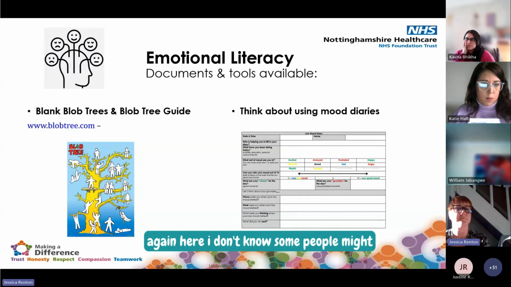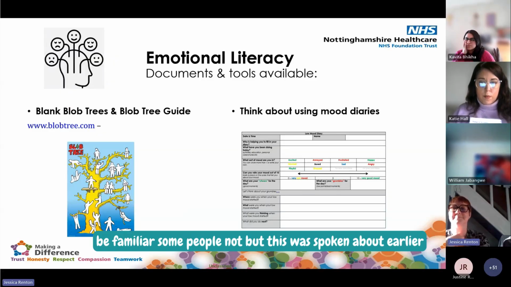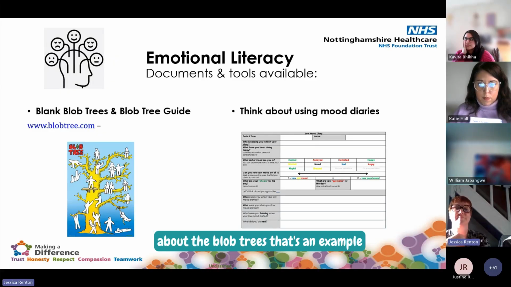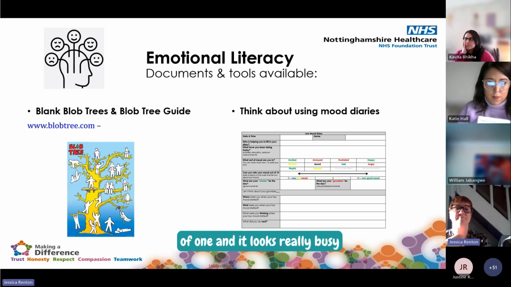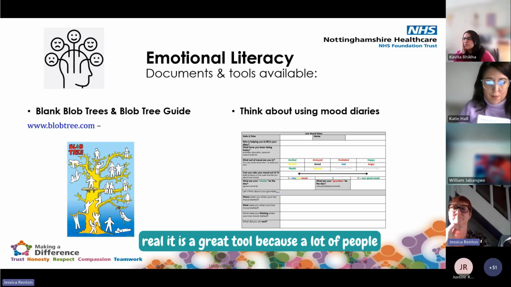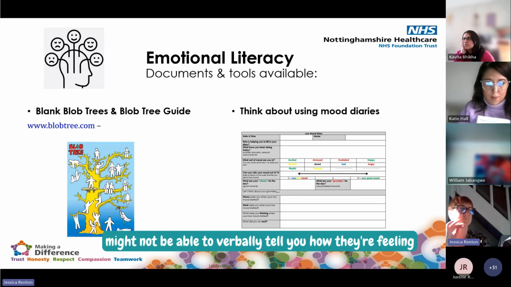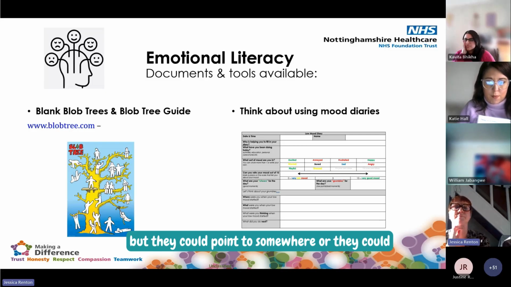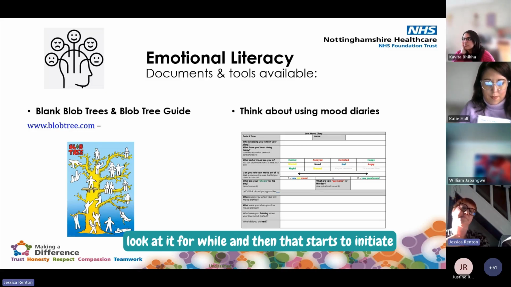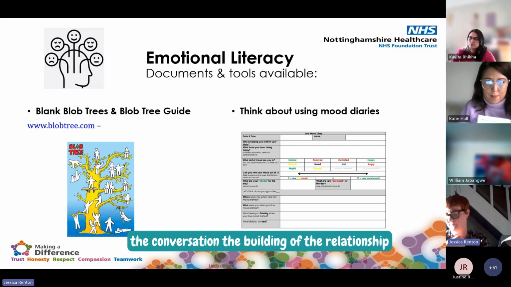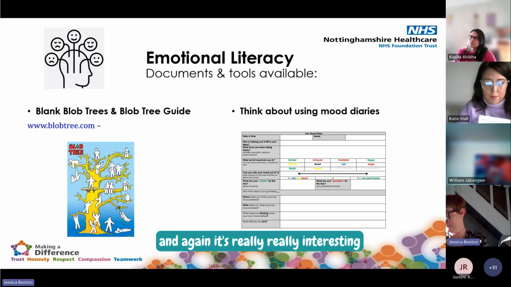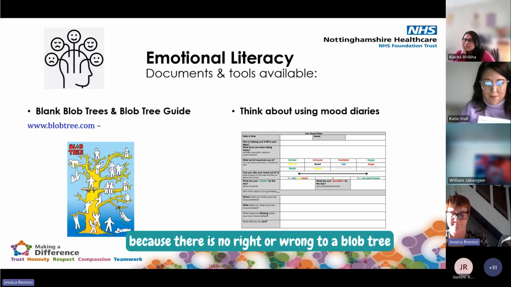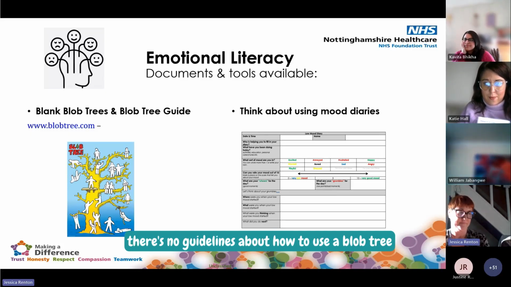Again here, some people might be familiar, some people not, but this was spoken about earlier: the blob trees. That's an example of one, and it looks really busy, but it is a great tool, because a lot of people might not be able to verbally tell you how they're feeling, but they could point to somewhere, or look at it for a while, and then that starts to initiate the conversation, the building of the relationship. And it's really interesting, because there is no right or wrong to a blob tree. There's no guidelines about how to use a blob tree.